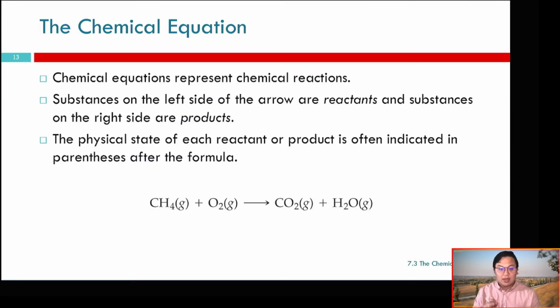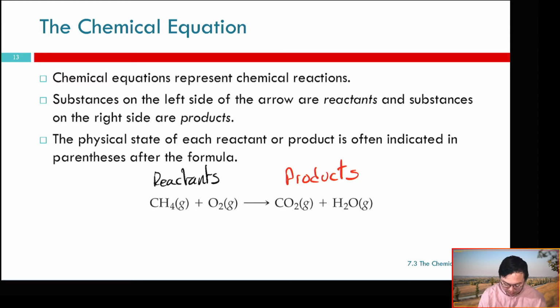So when we write chemical reactions, we write them as chemical equations. We have our substances on the left side that are our reactants, and then we have our substances on the right side, which are our products. So we're reacting these two things together to produce the ones on the right side. And it reads from left to right, like you would read a sentence.